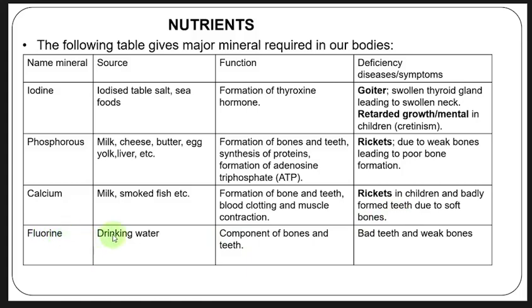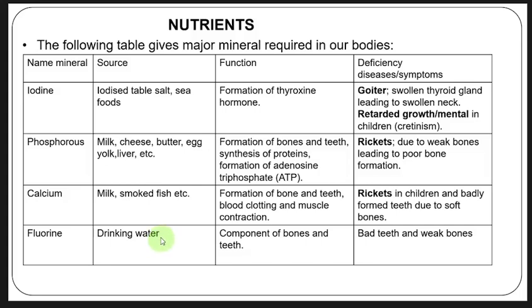And then the next mineral salt required by our body is fluorine, and it is found in drinking water. How does it come to our drinking water? It comes to our drinking water during the purification of water by any water processing company. For example, in Zambia, the water processing company that we have is Water and Sewerage.